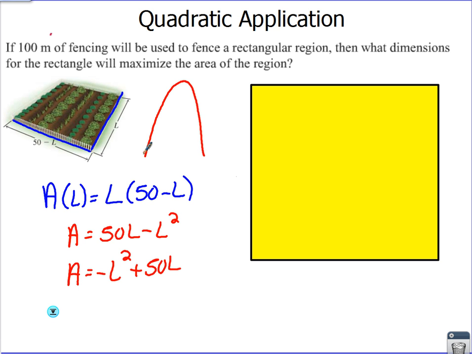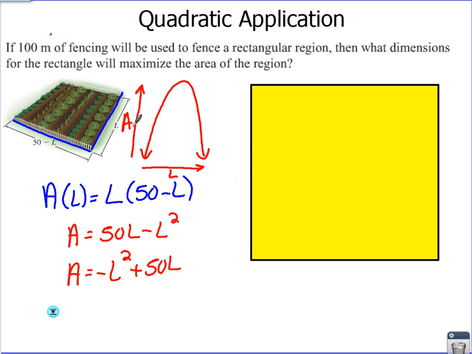Instead of having X and Y's though, this will make it a little bit more real to you. We have L's, as L's increasing, here's what's happening, and we have A's. Instead of x's and y's, we have l's and a's. L's are input, a's are output. We're wanting to maximize area. We want our area to be as large as possible.